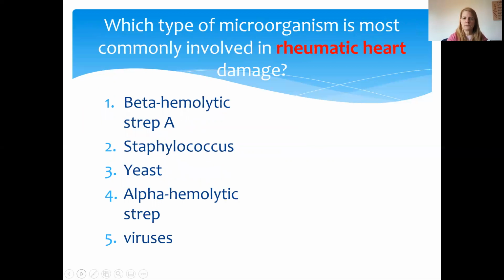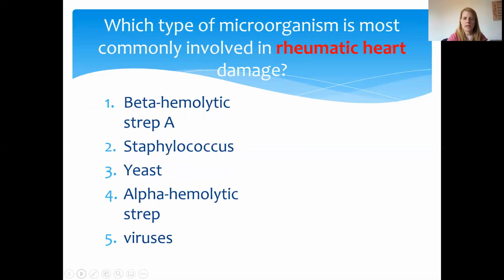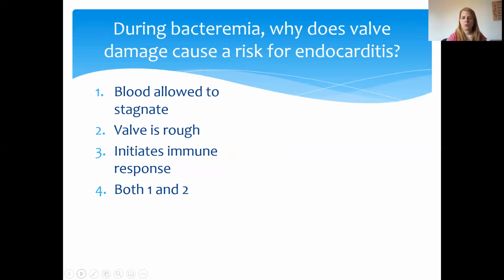Which type of organism is most commonly involved in rheumatic heart damage? Beta hemolytic strep. During bacteremia, why does valve damage cause a risk for endocarditis? The valve is rough and the blood stagnates in that area, and it irritates that valve. So both 1 and 2.